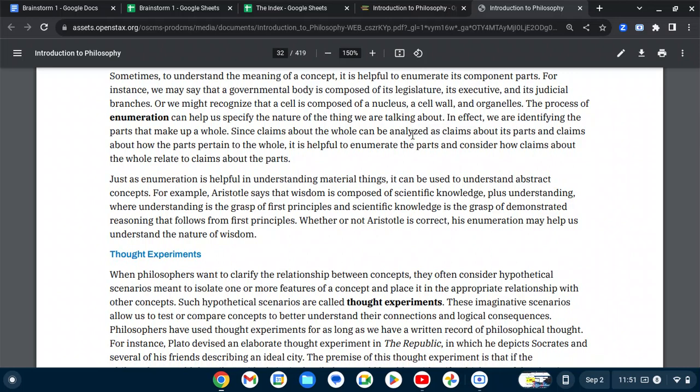Since claims about the whole can be analyzed as claims about its parts and claims about how the parts pertain to the whole, it is helpful to enumerate the parts and consider how claims about the whole relate to claims about the parts. Just as enumeration is helpful in understanding material things, it can be used to understand abstract concepts. For example, Aristotle says that wisdom is composed of scientific knowledge plus understanding, where understanding is the grasp of first principles and scientific knowledge is the grasp of demonstrated reasoning that follows from first principles. Whether or not Aristotle is correct, his enumeration may help us understand the nature of wisdom.